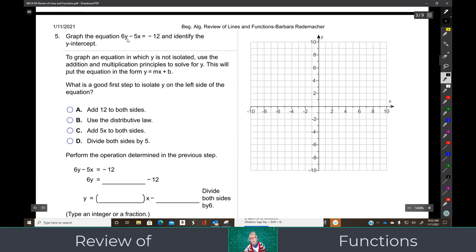So we have a graph in, well, it's not even in good standard form here. The Y term is first, but it doesn't matter. Graph the equation 6Y minus 5X equals negative 12 and identify the Y-intercept. Now here's what they say. To graph an equation in which Y is not isolated, Y is not by itself, use the addition and multiplication principles to solve for Y. In other words, do what you do when you solve an equation. This will put the equation in slope-intercept form right here. Okay, so let's do this and then we'll know how to answer.